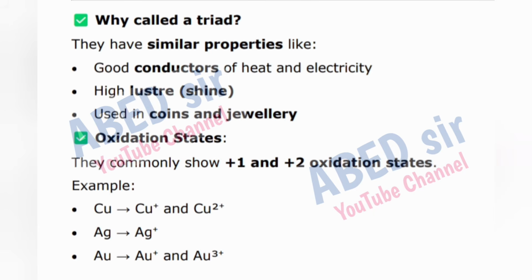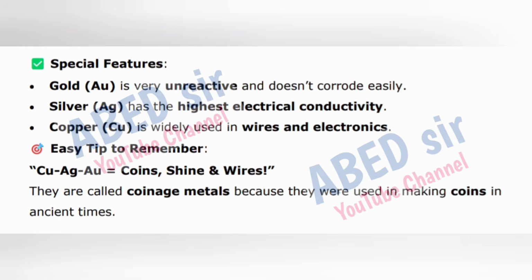Oxidation states. They commonly show +1 and +2 oxidation states. Example: Cu and Cu²⁺, Ag, Au and Au³⁺. Special features: gold, Au, is very unreactive and doesn't corrode easily. Silver, Ag, has the highest electrical conductivity. Copper, Cu, is widely used in wires and electronics.